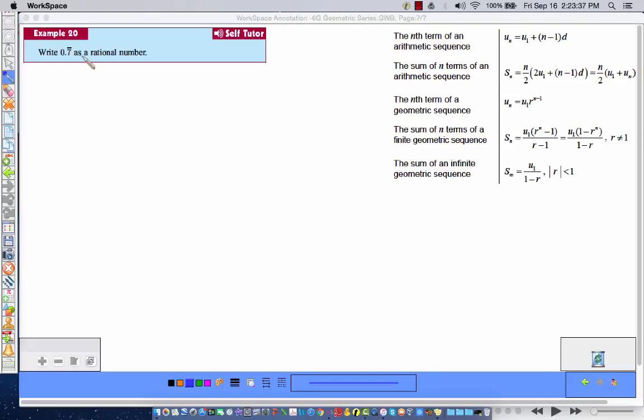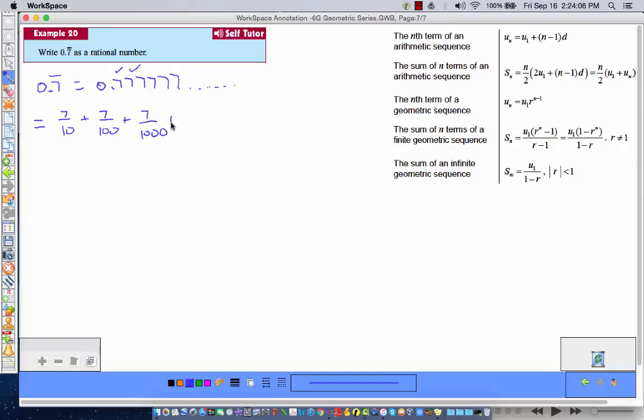Write 0.7 repeating as a rational number. Well, we know that 0.7 repeating is equal to 0.777777 forever and ever. Well, that's also equal to 7/10 for this first decimal place, plus 7/100 for this one, plus 7/1000, plus and so on, and we could just go on forever.